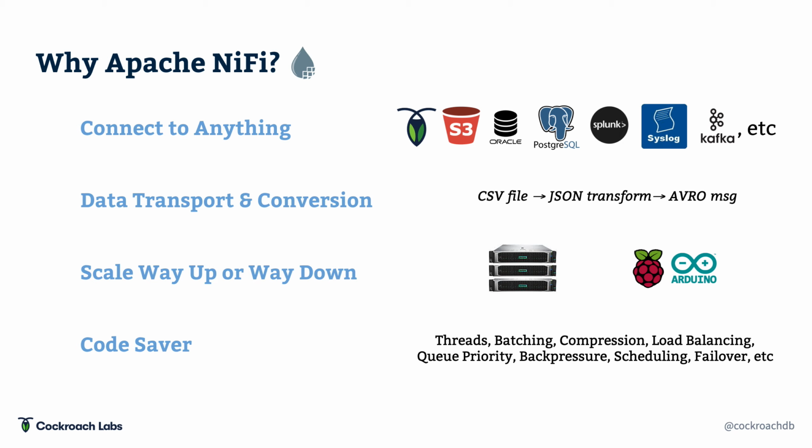The other piece too is that it's a huge code saver. So you might think, hey, I can just write a quick Python script to batch up a bunch of inserts into Cockroach database or other databases. But as you start building it out and productionizing it, you have to think about the number of threads you want to run to speed up the load, how to batch up those records, maybe compress that data. And as you go on, there's even more things, right? You might get back pressure from the system. So how do you handle that? How do you handle all the scheduling of these things? Every time you start thinking about how to productionize these things, there's more and more code that you have to write to your particular scripts. Whereas Nifi just handles all this for you. And I'm going to show you that in a very simple demo.